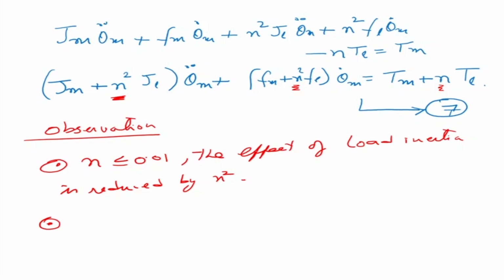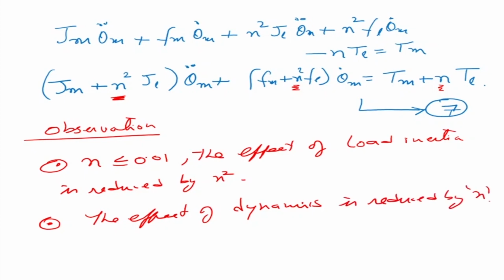That is one. And the second is that the effect of dynamics is reduced by n. That we can see here, which is given here. So there is disturbance, yes, but the disturbance is reduced by a factor of n, and because of which linear control systems work for a nonlinear robot manipulator.